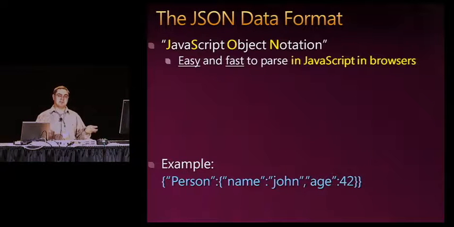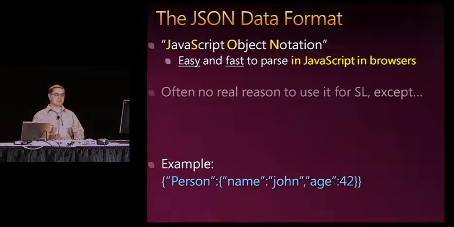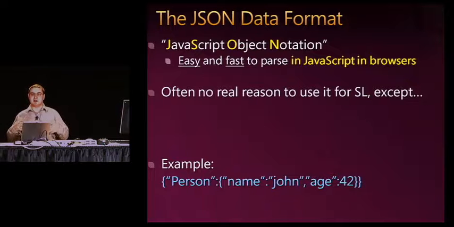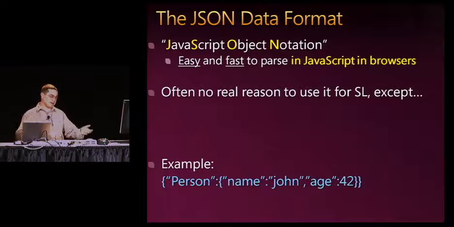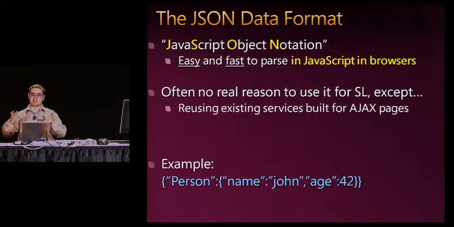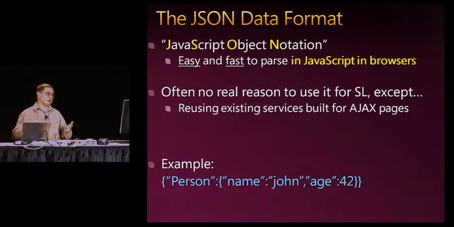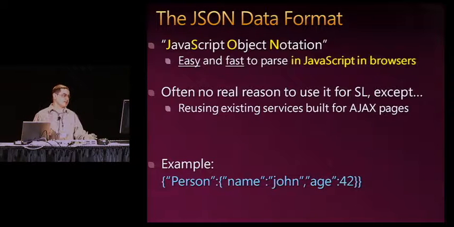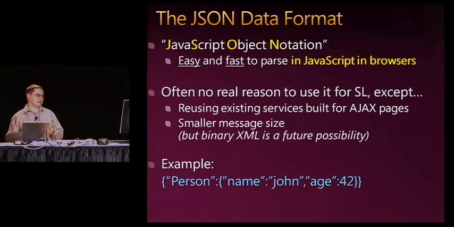But of course, when you're doing Silverlight programming, it's not JavaScript code that's running there. And so there's often no real reason to specifically pick JSON for Silverlight. But there are a couple of valid reasons to use it. One is if you already have existing services that are serving up data to Ajax pages, and of course for Ajax pages you do want to use JSON. If you want to then add a Silverlight-based page to that set of pages without changing your server side, you'll probably want to reuse those JSON-based services. The other interesting point is that JSON often results in smaller message sizes.